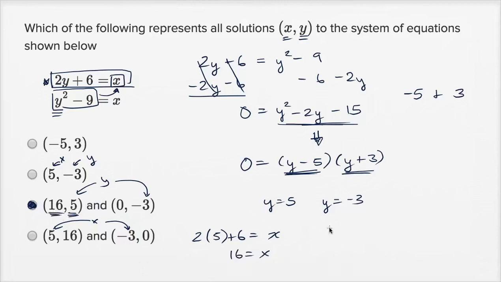And when y is negative 3, 2 times negative 3 plus 6 is equal to x. This on the left-hand side is going to be negative 6 plus 6. X is equal to 0. So when y is negative 3, x is equal to 0. So we took a little extra time to make sure that we feel good about this, but once again, under time pressure, I wouldn't have necessarily gone to this extra length.